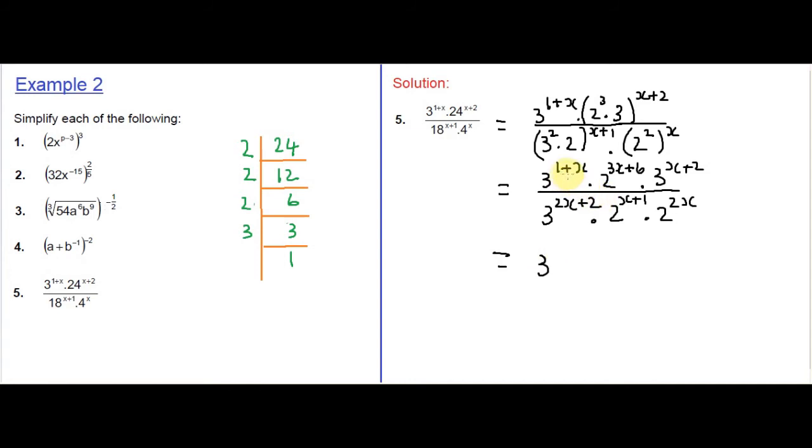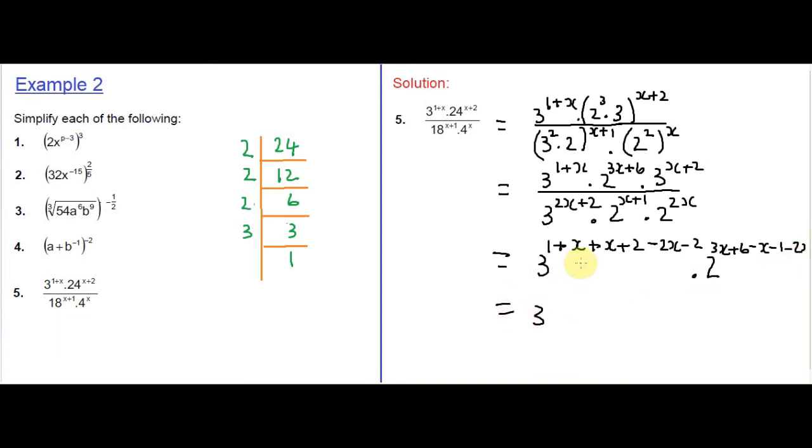We can now add and subtract powers of numbers with the same base. So it's going to be 3 to the 1 plus x minus, or rather plus, x plus 2. And then minus 2x plus 2, which is minus 2x minus 2. Then we have 3x plus 6 and minus x plus 1. So it's minus x minus 1 and then minus 2x.